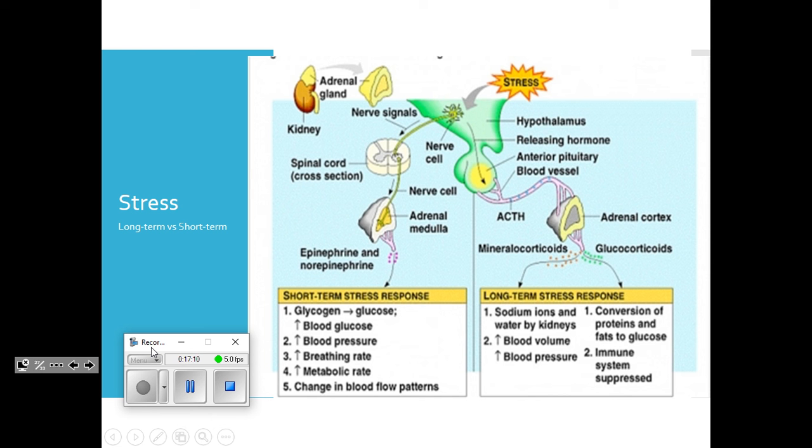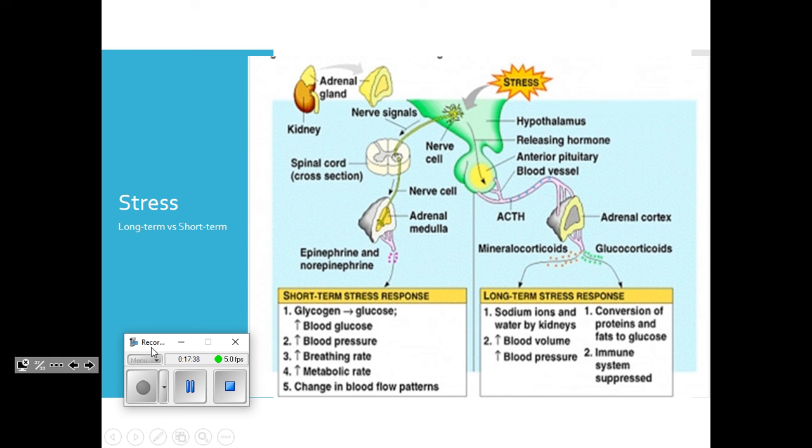On the left, I see a neuron going all the way to the adrenal medulla. I see epinephrine and norepinephrine being produced. And I see some short-term stress response effects. Glycogen converting to glucose, blood pressure increasing, breathing increasing, metabolic rate increasing, and blood flow patterns change. So remember I said less to the extremities, more to heart and muscles.